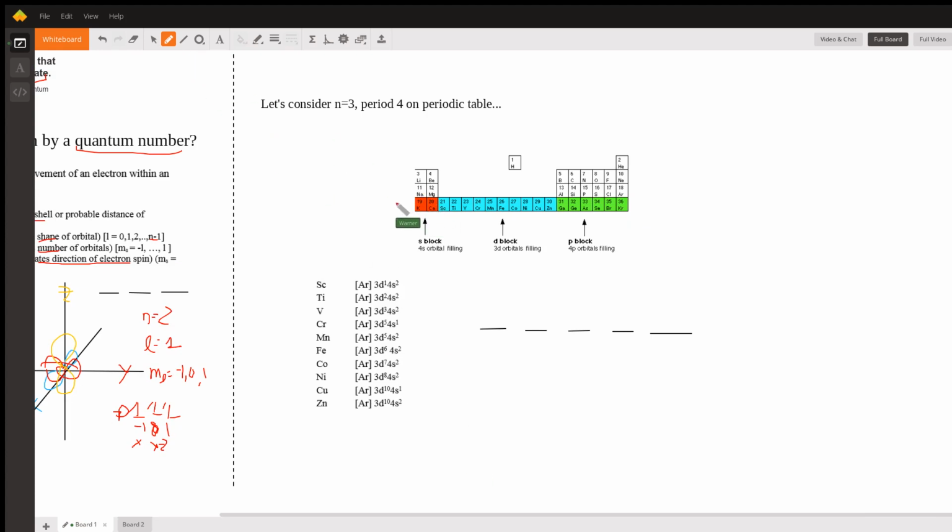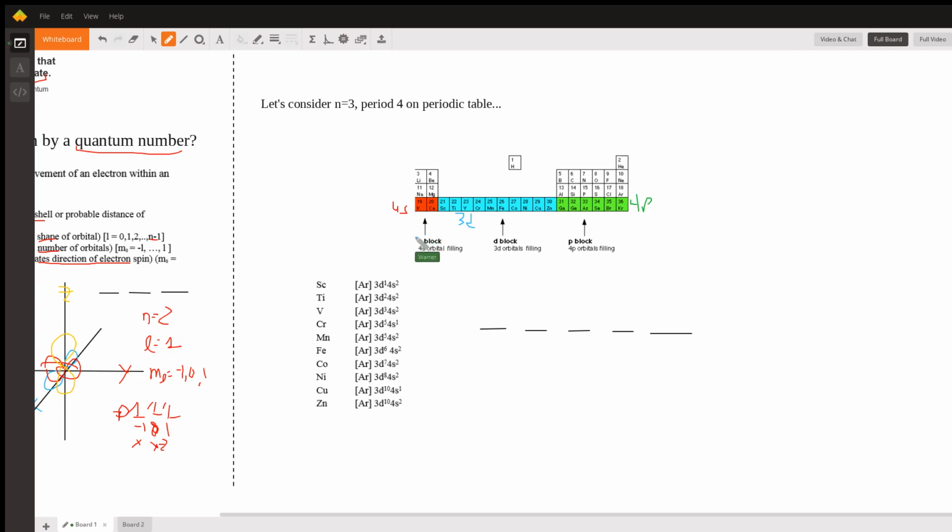So when we're talking about period 4, there's going to be 4s, 4p, and the 3d orbital. And we're focusing solely on the 3d orbital. That's why we're considering only n equals 3. So in the d orbital itself, we realize that transition metals are occupying the d orbitals here.